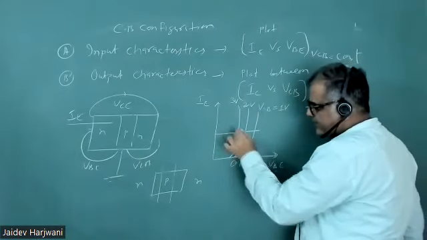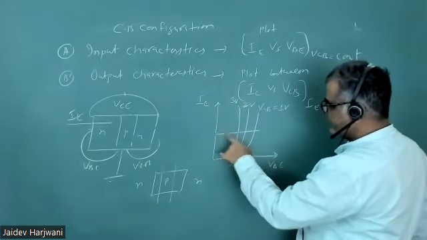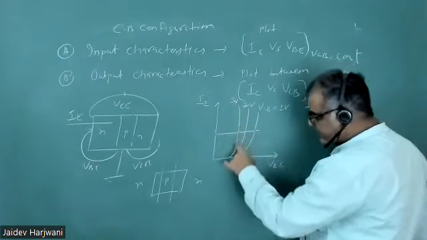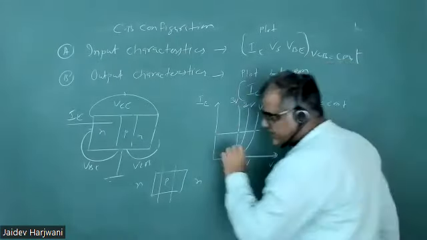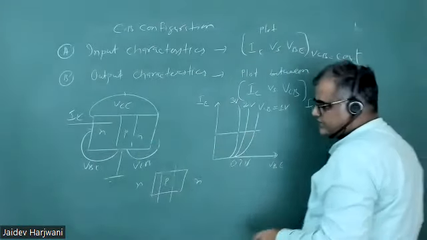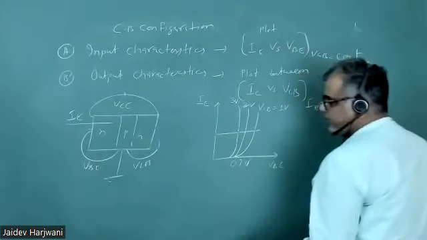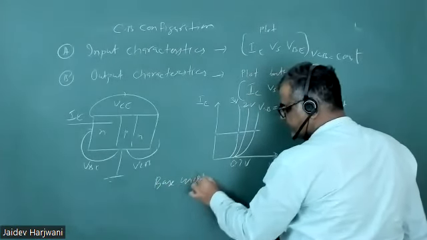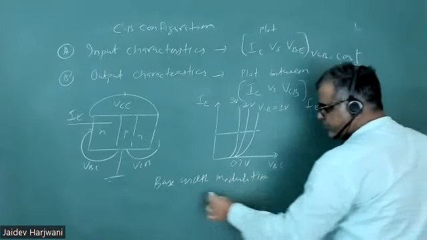You are getting the same current here for 3 volt. What current you are getting here for 1 volt, the same current you are getting here for 3 volt, but your forward bias voltage decreases. So lesser VBE, you are getting the same current IE. Why? Because now your IB decreases. So I can call it base width modulation.